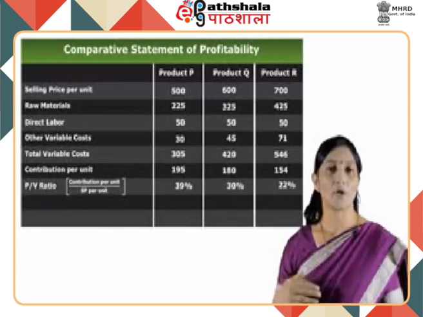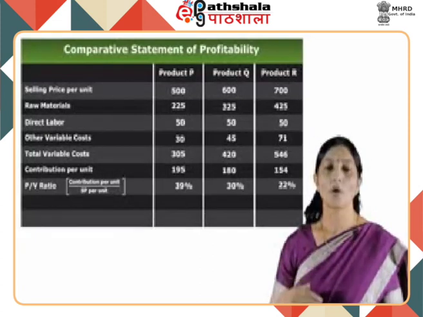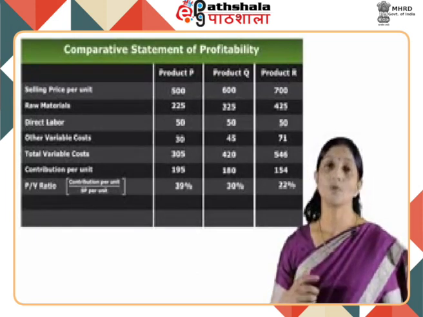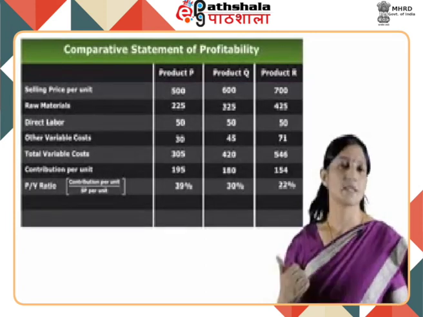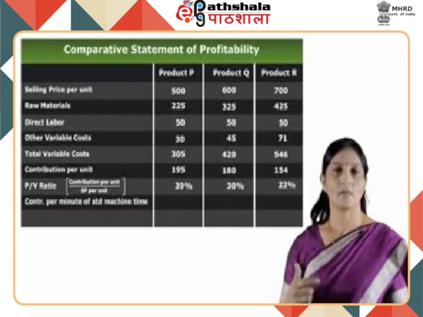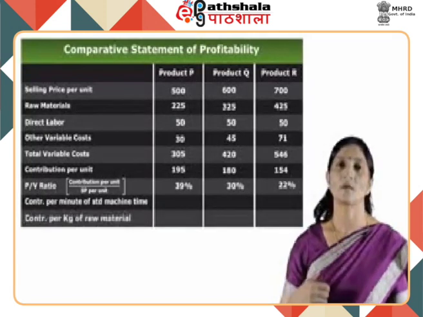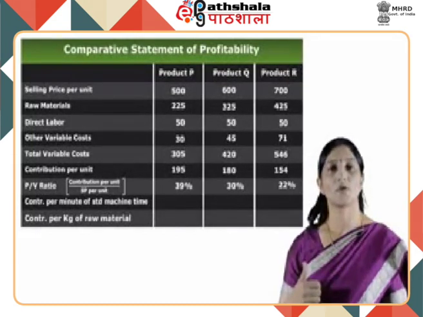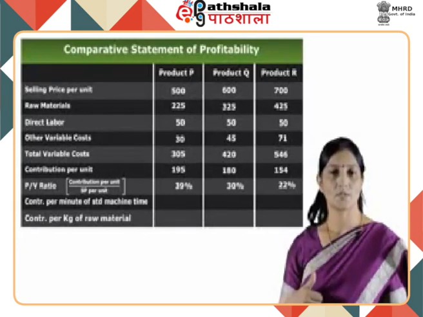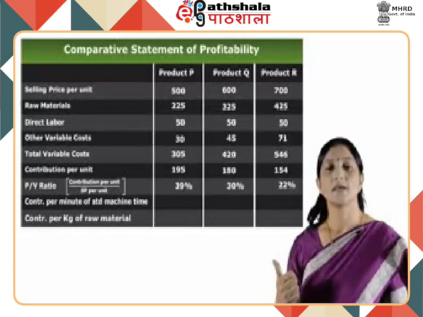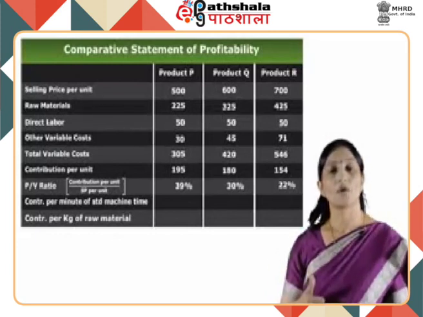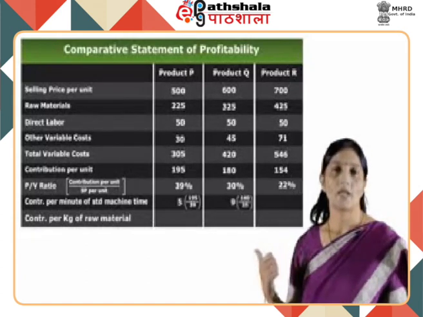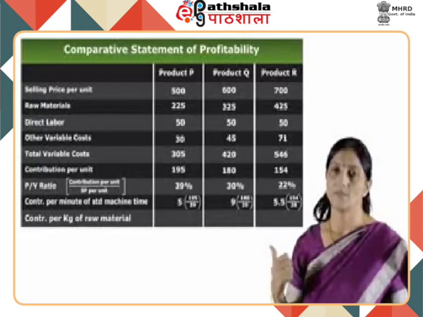Since we have to find out the priority of the products based on limiting factor, contribution would not be sufficient to make the decision. Here we need to find out the contribution per unit of the limiting factor we are considering. In this example, we consider two cases. One, when the capacity is limited by machine time and when the capacity is limited by raw material. When the capacity is limited by machine time, in that case, contribution per unit of standard machine time is to be computed by dividing contribution per unit by the standard machine time required per unit of output for each of the three products P, Q and R. It comes out to be Rs 5, 9 and 5.5 for product P, Q and R respectively.